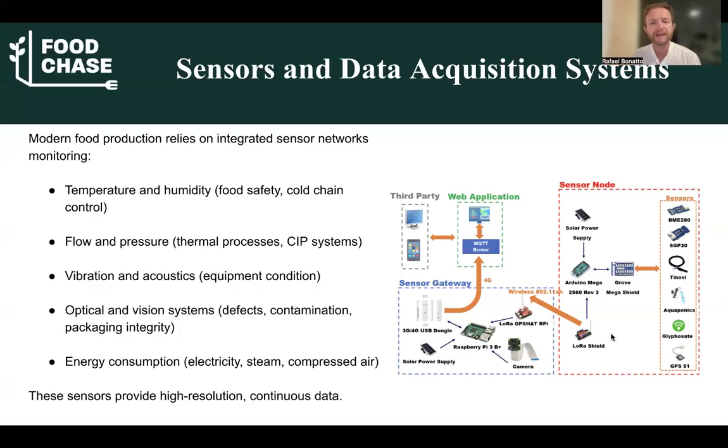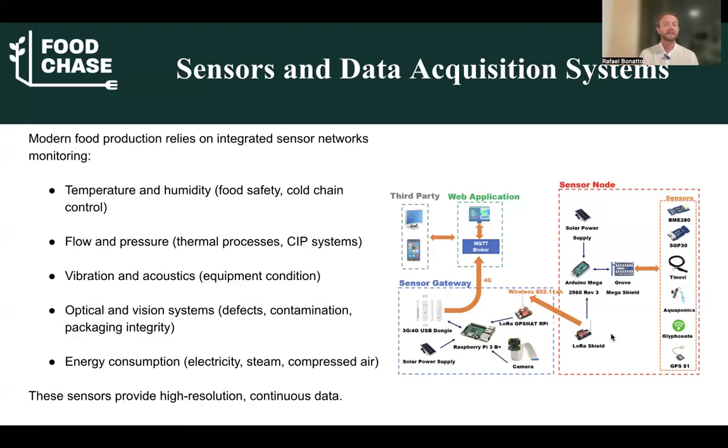Modern food production relies on integrated sensor networks, like this one here, monitoring temperature, humidity, flow and pressure. Imagine you have a system of pressurized air that you need to cool or maybe heat up. If you lose such pressure, you can lose the entire batch. These sensors help you understand where the pressure is being lost, or maybe where there is more pressure than desirable, etc. Okay? So these systems reveal something that we normally don't see with our eyes.